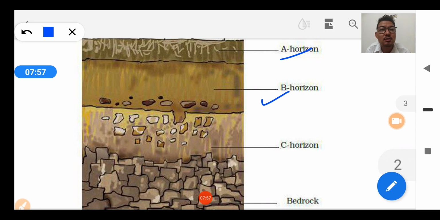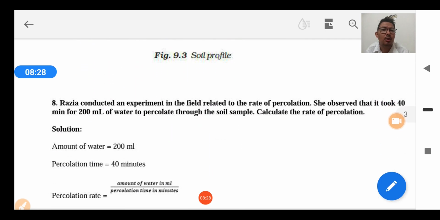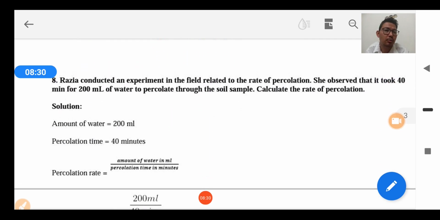This is horizon B, which is the second layer, and here the content of humus is very less. And this is the lower horizon, the C horizon, and here rocks and small pieces of rocks are found in greater amount, and the bottommost layer is the bedrock. Here the actual big rocks are found. So this was all about the soil profile.